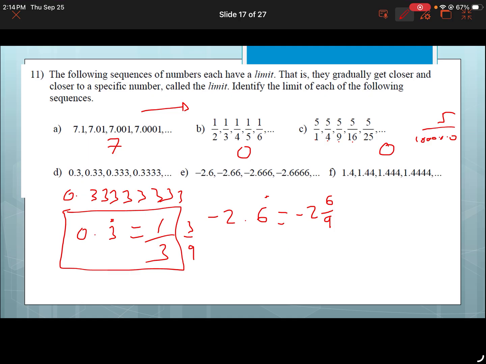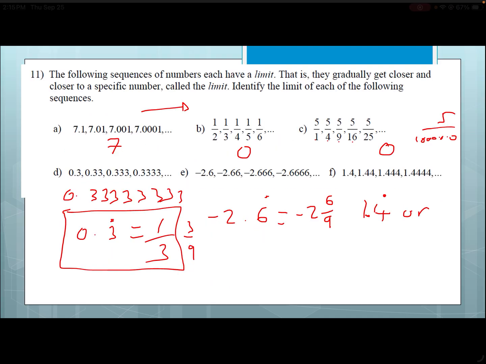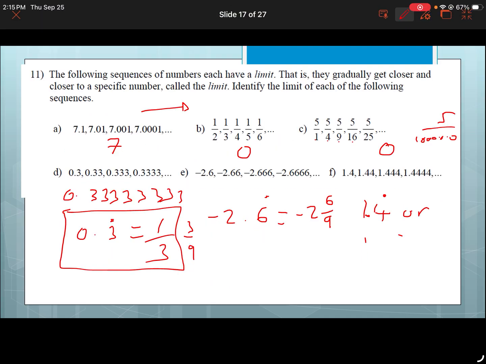And then 1.4 is going to be 1.4 recurring, or 1 and 4/9. 1 and 4/9.